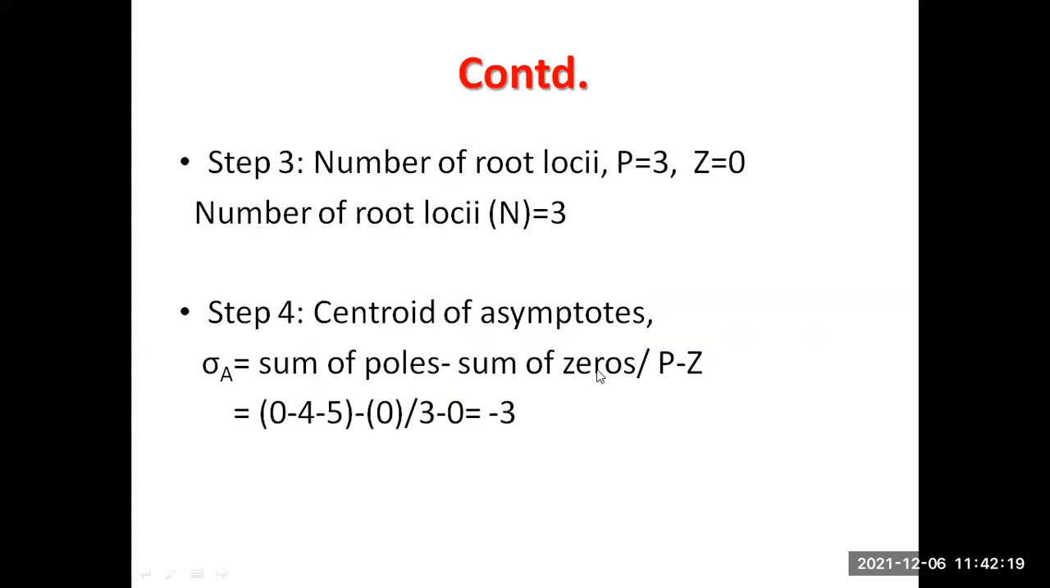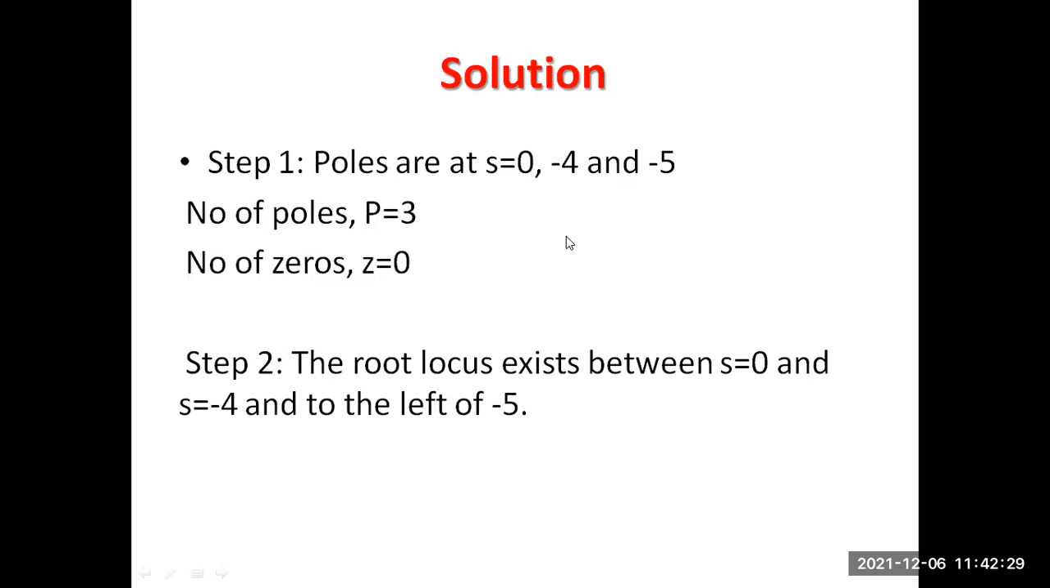Now next, we have to calculate the centroid of asymptotes. So centroid of asymptotes equal to sum of poles minus sum of zeros divided by p minus z. So you calculate from here what should be the value of the centroid. Sum of poles minus sum of zeros by number of poles minus number of zeros. You calculate and you tell me what is the value of centroid.